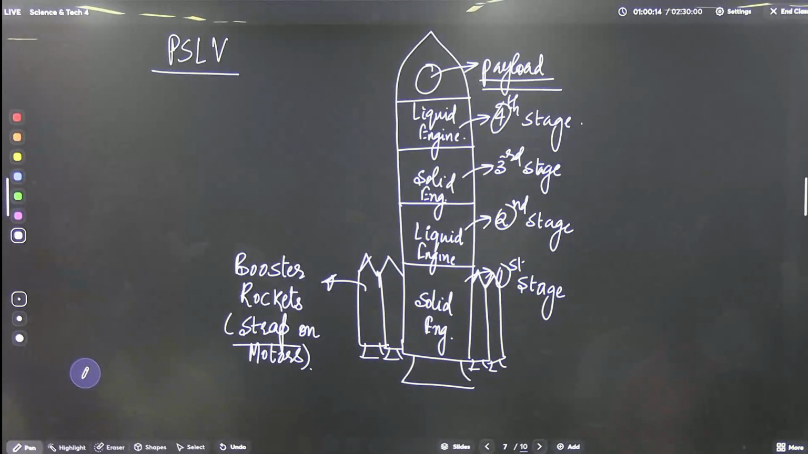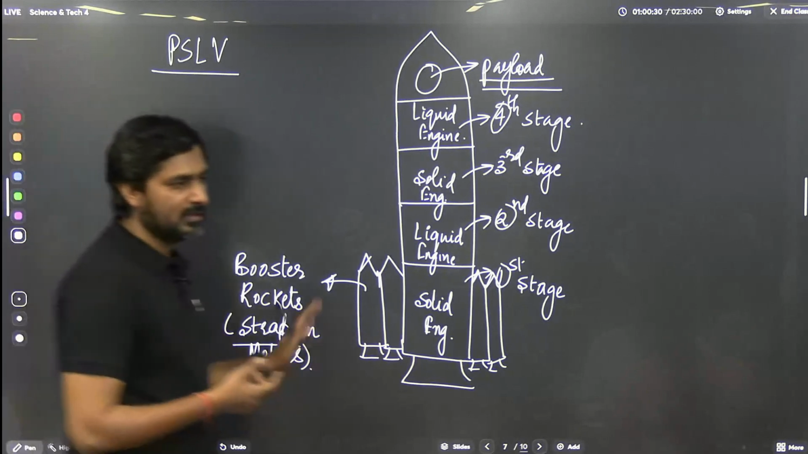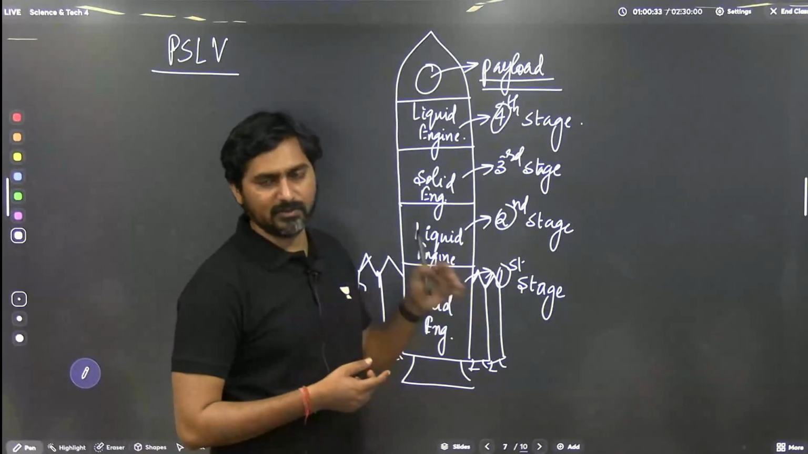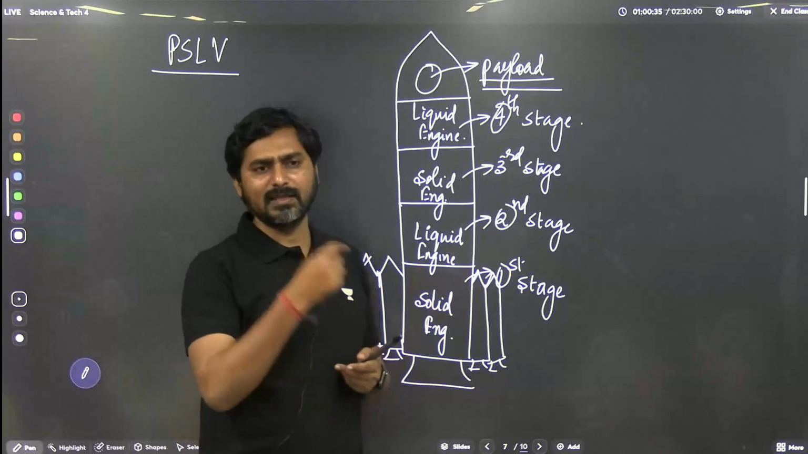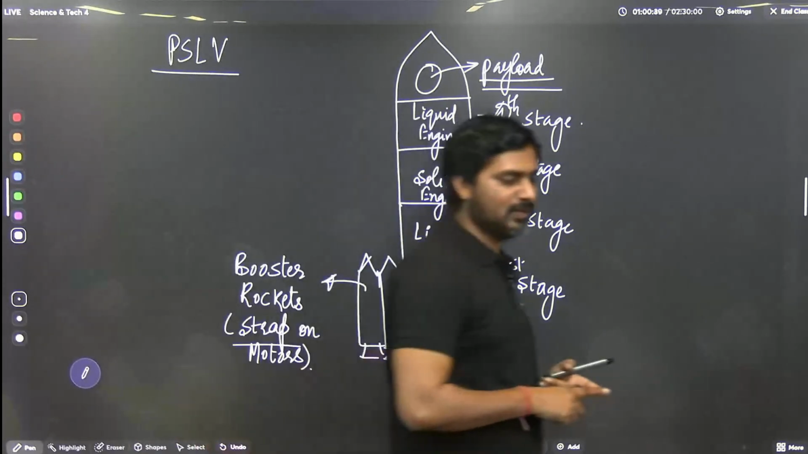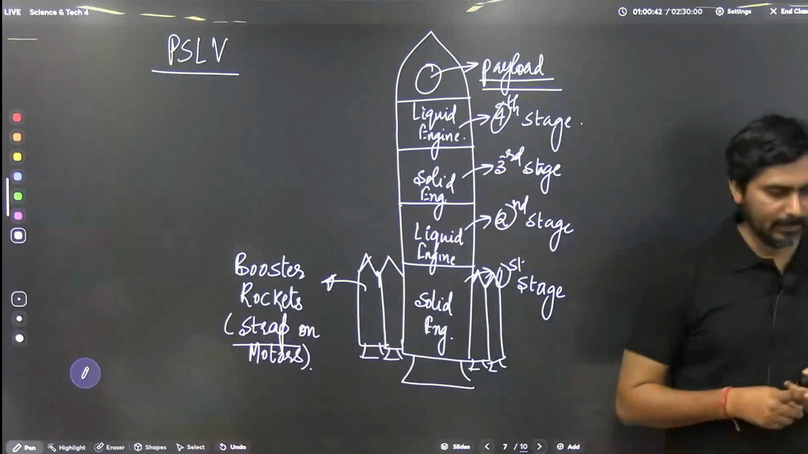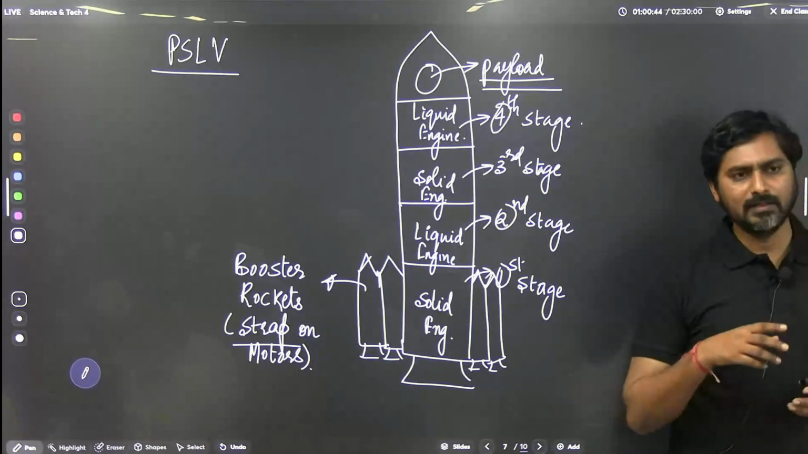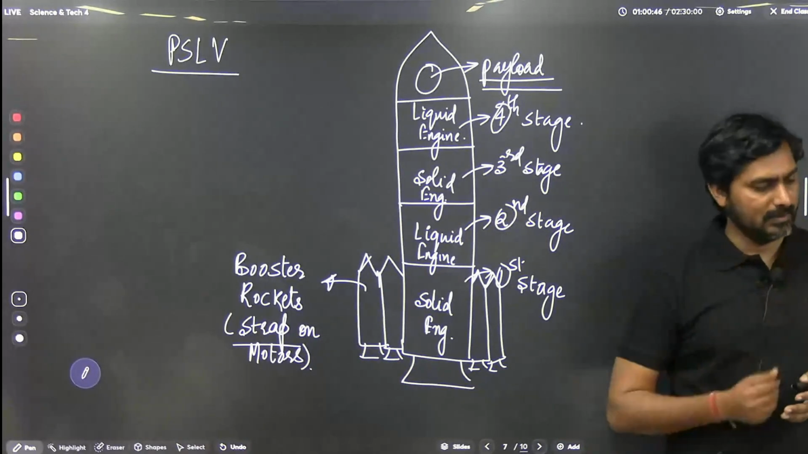Next, it has liquid engine. It has 4 stages. PSLV has 4 stages, starting with which stage? Solid. Starting with solid stage, solid, then liquid, then solid, then again liquid.